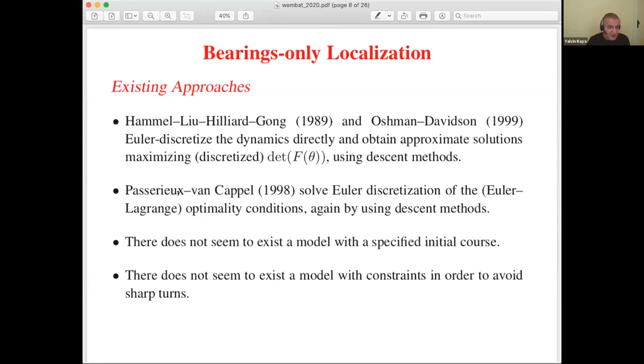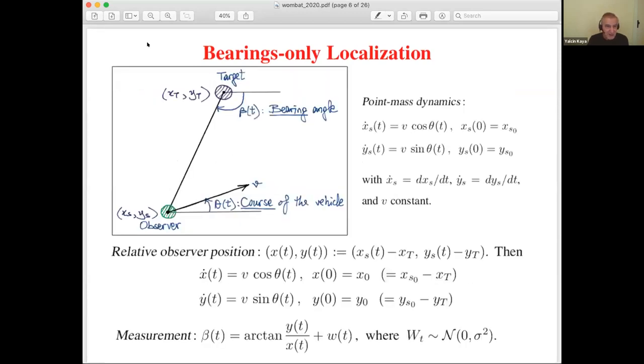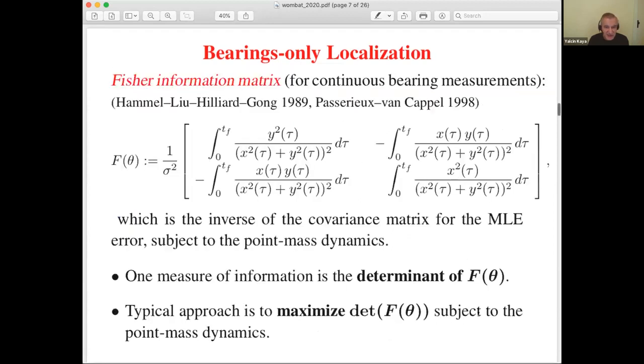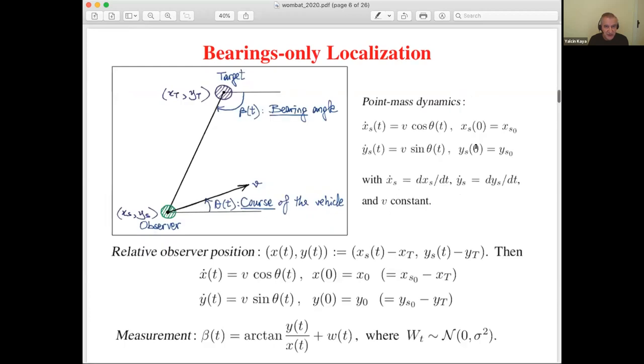In '98, Passerieux and Van Cappel showed that they solved the Euler discretization of the Euler-Lagrange optimality conditions for the unconstrained case. Of course, there are no constraints on the control or the states. Well, you may ask what the control could be in this case. If we want to maximize the determinant of the Fisher information subject to the dynamics that we have here, your control would be theta, the angle theta, and your state variables would be x and y.